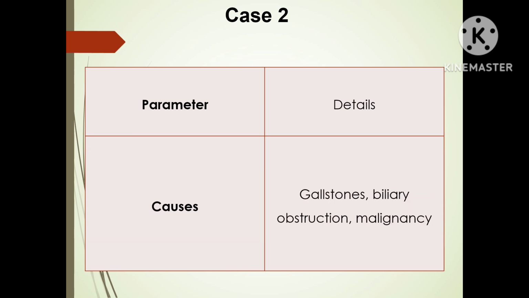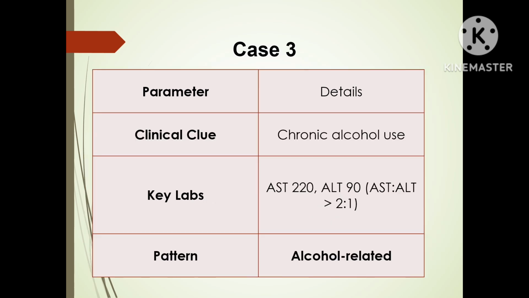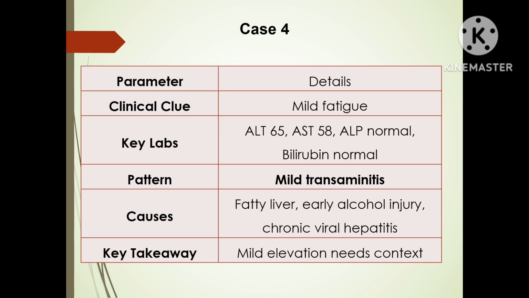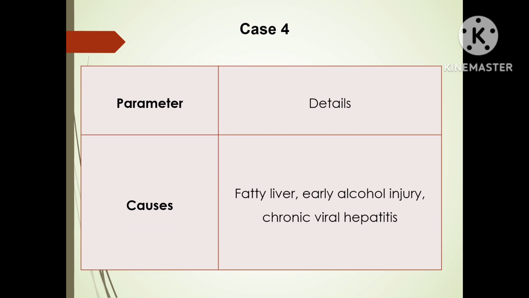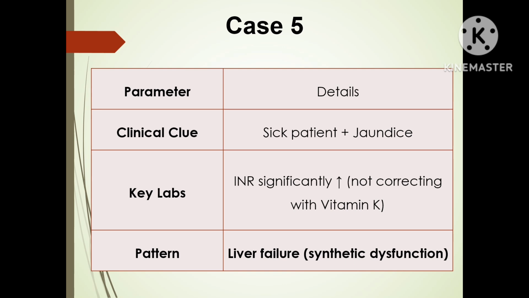In a chronic alcohol user where AST is significantly higher than ALT with a ratio greater than 2:1, it is characteristic of alcohol-related liver disease. Mild elevation of ALT and AST with normal bilirubin and ALP indicates mild transaminitis, often seen in fatty liver or early chronic liver disease. Finally, in a jaundiced patient, an elevated INR that does not correct with vitamin K points towards severe liver dysfunction or liver failure, which is an important red flag.